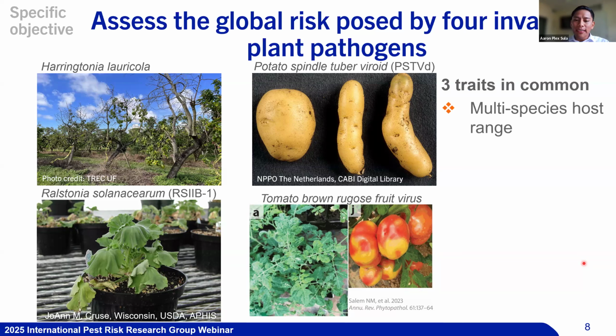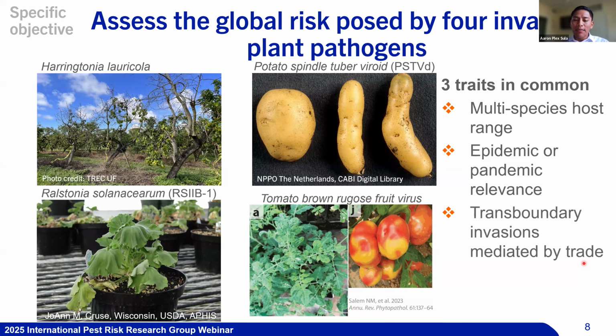The first one is that these pathogens have a taste for a wide range of host species. The second one is that these pathogens matter because they cause crop yield losses globally and locally. Global analysis for these pest species are needed because these pests don't respect political boundaries. And finally, they belong to distinct taxonomic groups, making it possible to test the generality of our framework.